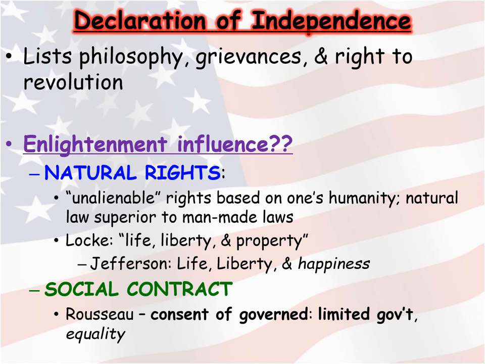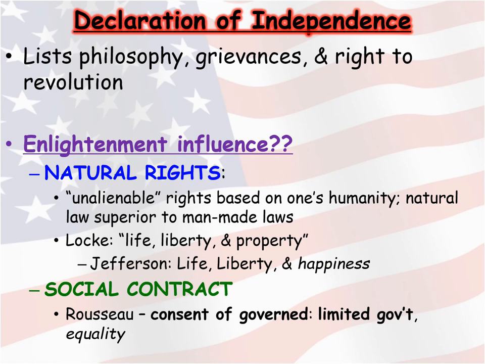So the Declaration definitely has enlightened influence coming from the natural rights of man. Jefferson calls them inalienable rights based on our humanity. Their natural law, they're superior to man-made laws. Locke called it life, liberty, property. Jefferson changes it to life, liberty, and the pursuit of happiness.